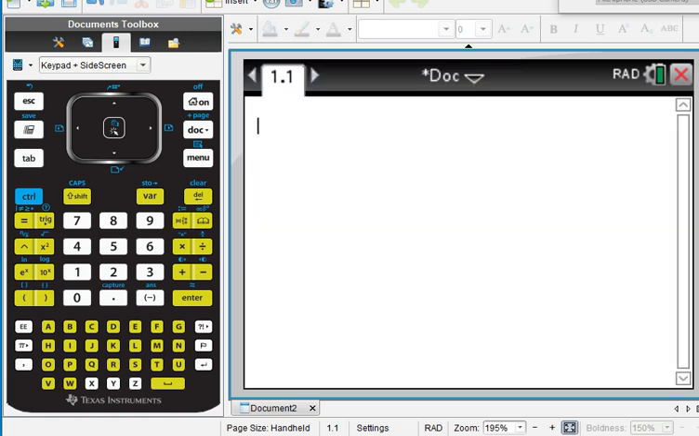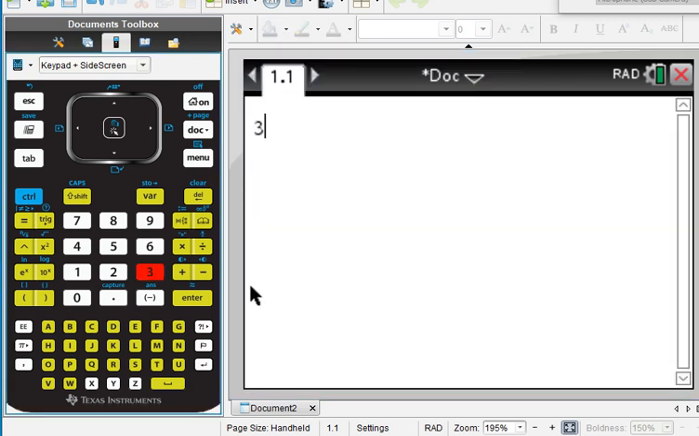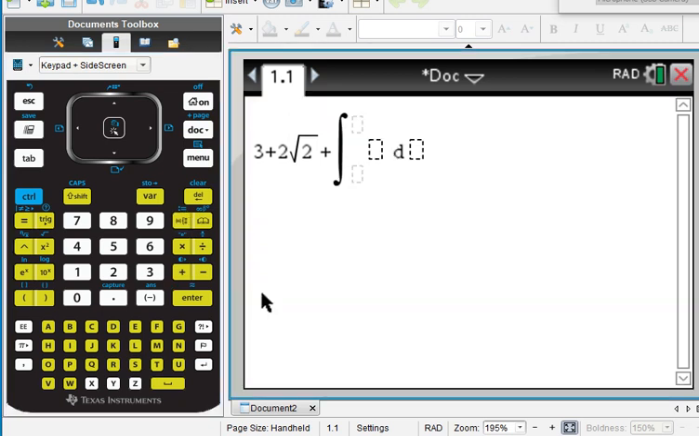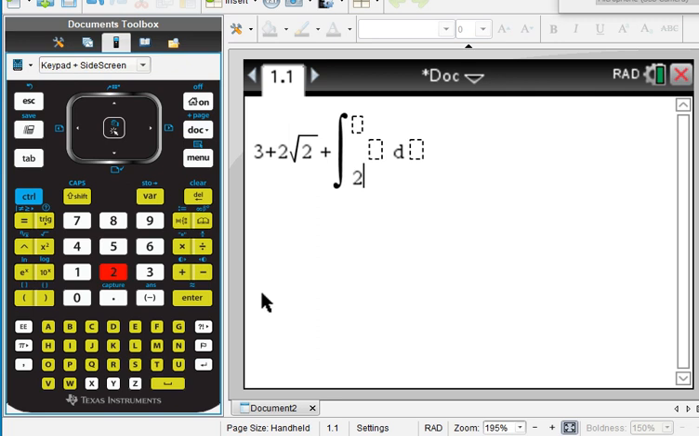And we'll have 3 plus 2 square root here is control, and then that button right there, the square root of 2. And go outside the square root, plus the integral is next to the 9, from 2 to 8. And then we've got the square root again. To make it look just like it looks on paper, basically.